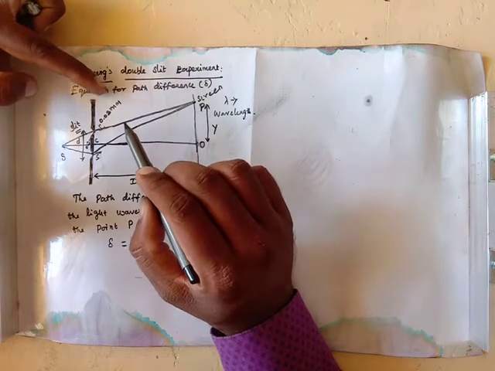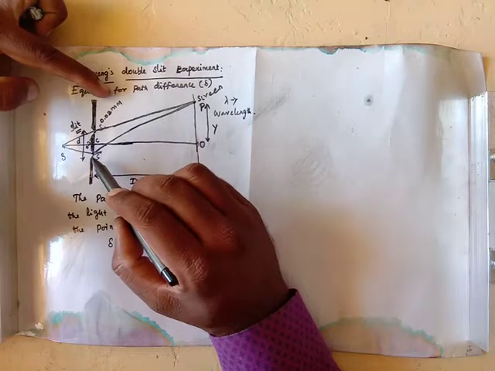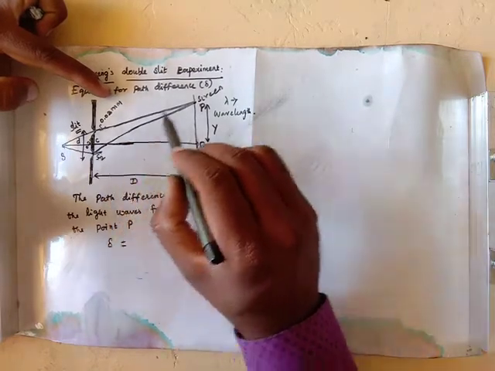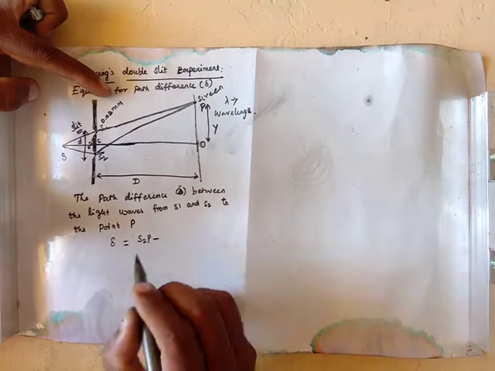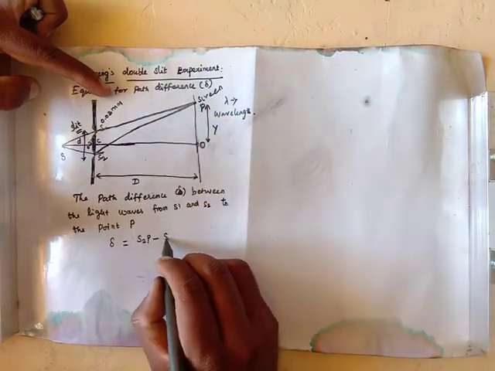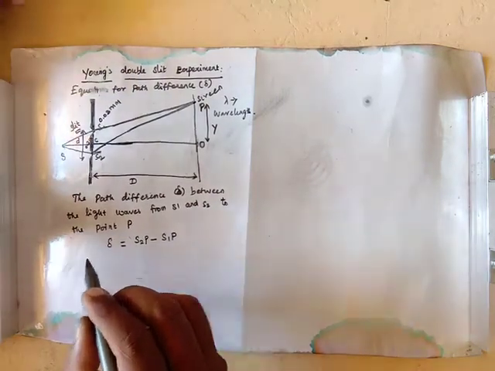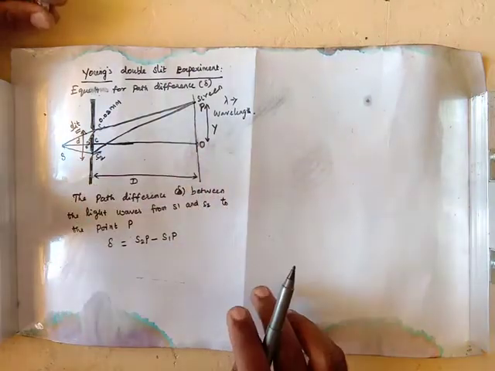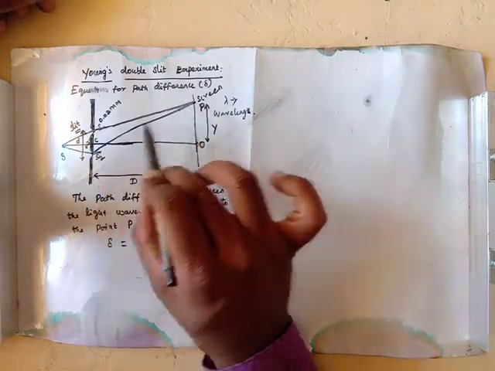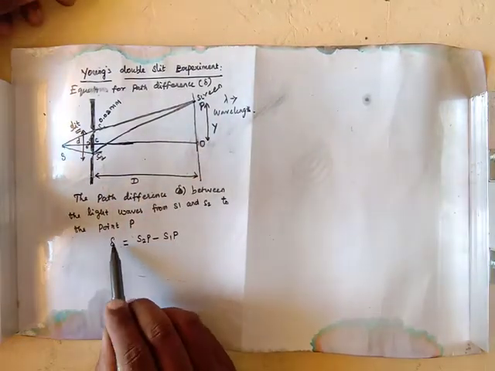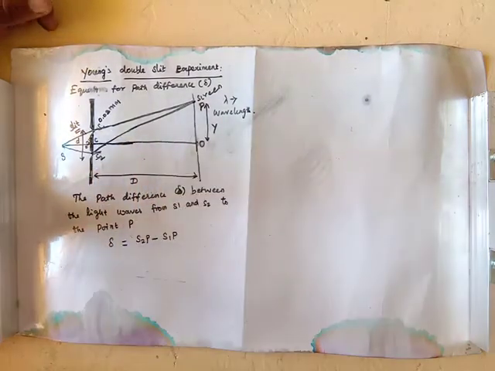is calculated from the wave traveling from S2 to P minus S1P. What is the path difference? The path difference means the difference between the lengths of the two waves. So delta is equal to S2P minus S1P.